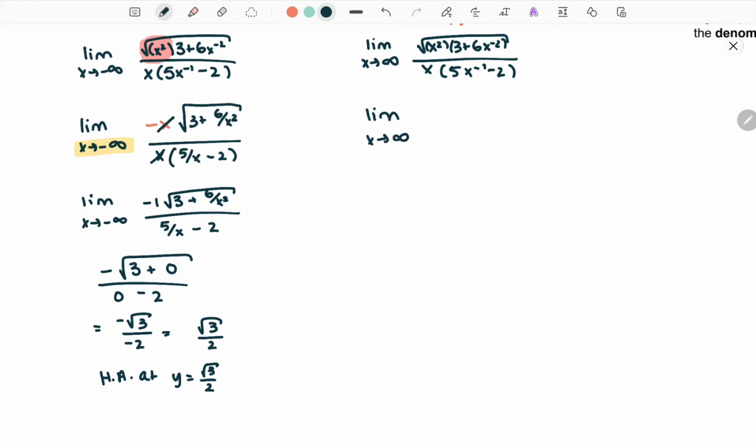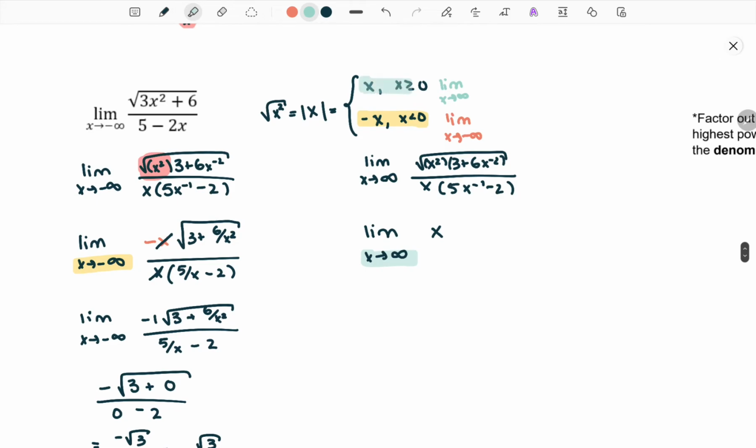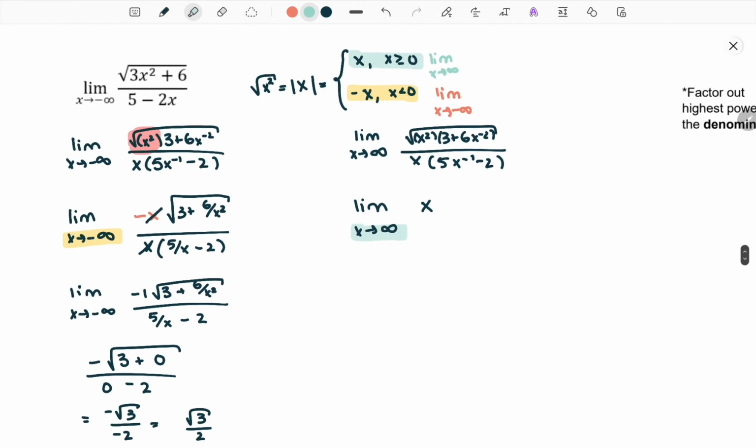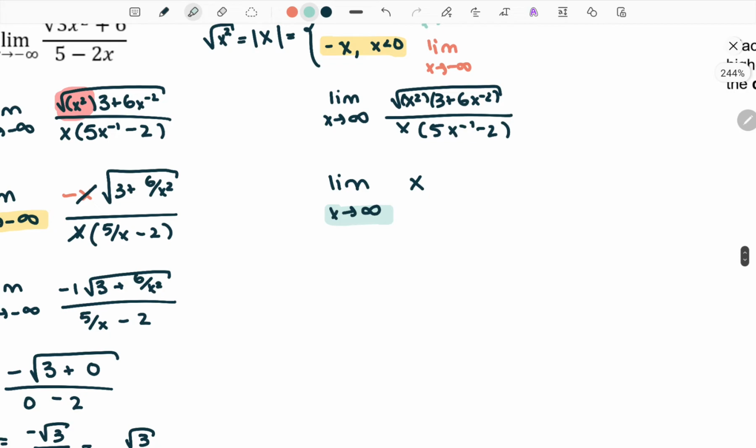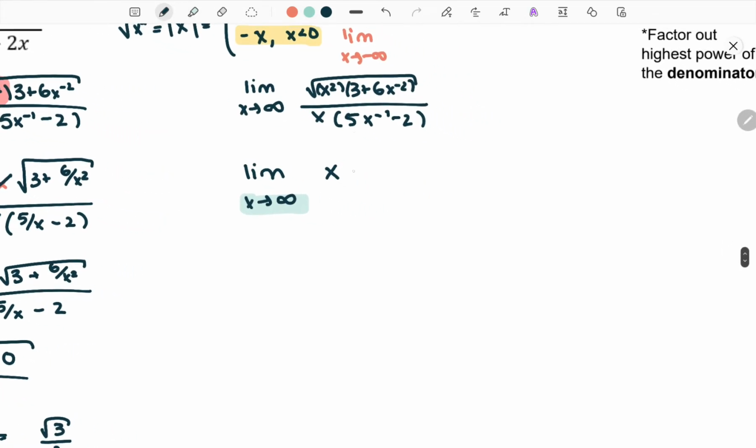The only thing that changes here is when I take that square root of x squared outside of the radical, because I know I'm approaching positive infinity values, I'm going to be worried about this replacing x instead. X gets replaced with an x because I know it's already positive. And so I still have a 3 plus 6 over x squared inside the radical. I still have a 5 over x minus 2 inside the denominator. These x's cancel out. There's no negative kicking around anymore.